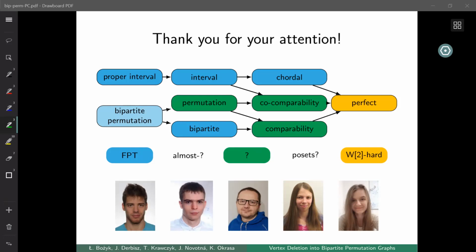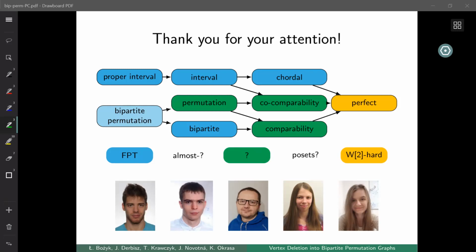Just another question, just for curiosity. There is some other graph class called chordal bipartite graphs, where by the definition it is bipartite and does not contain an induced cycle of length at least 6. So how are bipartite permutation graphs and chordal bipartite graphs, these two graph classes, related? Maybe they are non-trivially different graph classes.